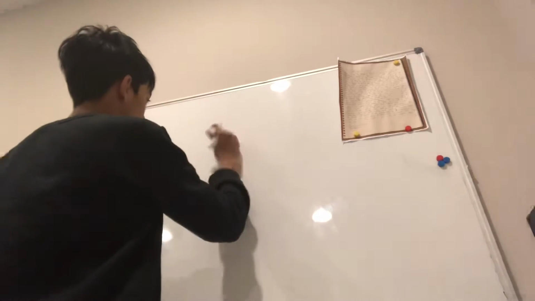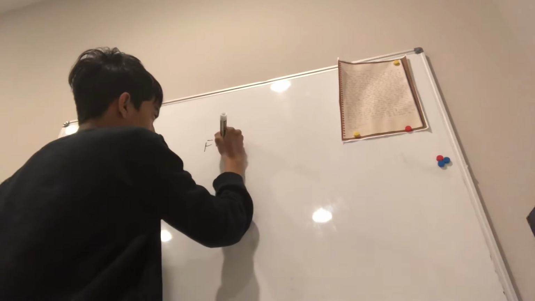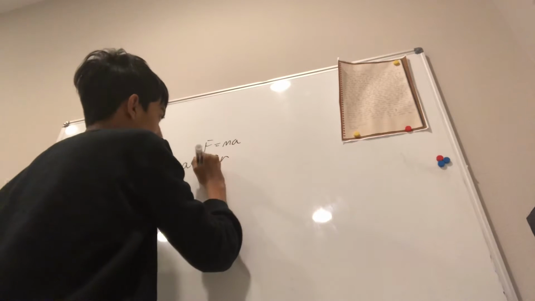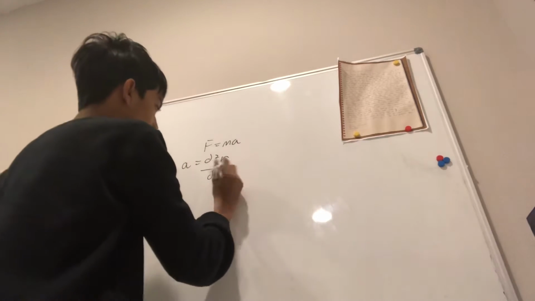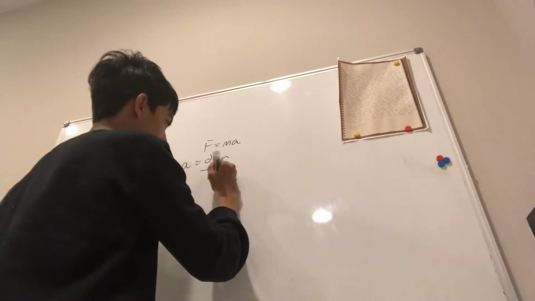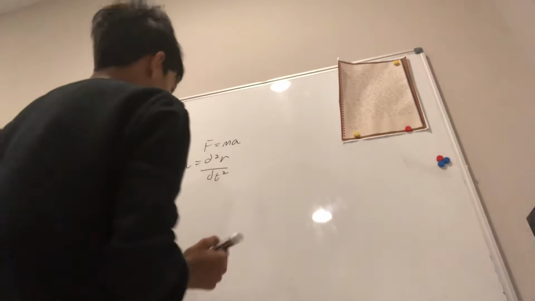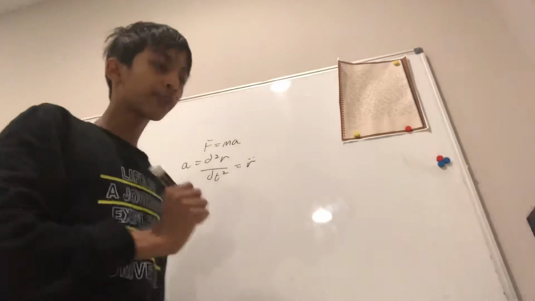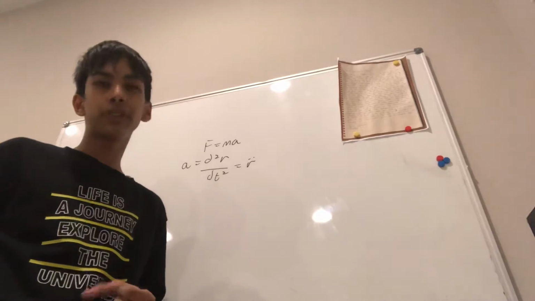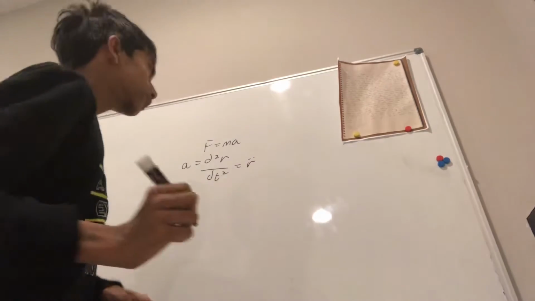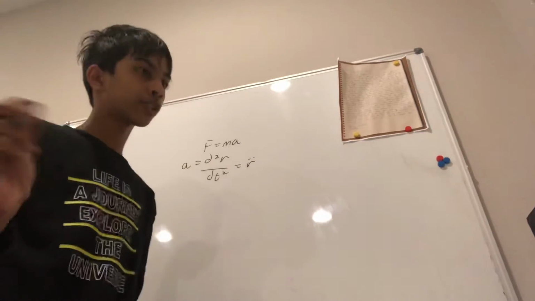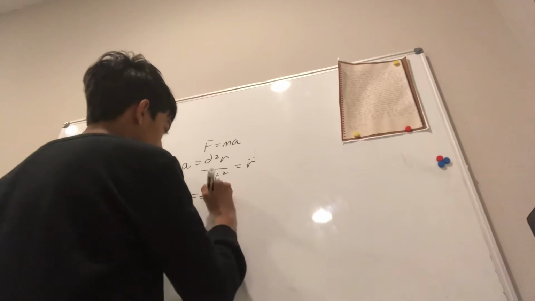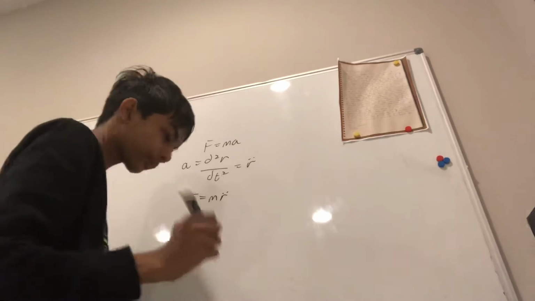And I should write this again. We could also write a is equal to the second derivative of r with respect to time, and this would just be equal to r double dot. Because of how much time derivatives are used in classical mechanics, it is much easier to just write them as double dot, triple dot, and all that. So we could just rewrite F is equal to m r double dot.